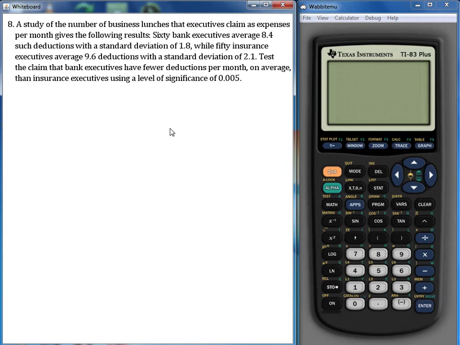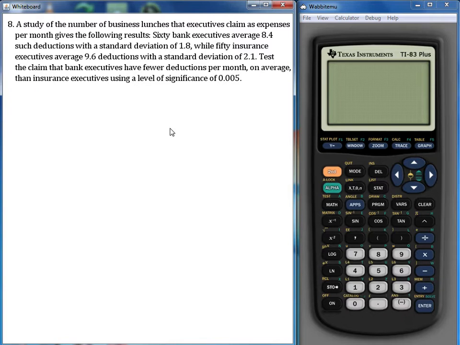A study of the number of business lunches that executives claim as expenses per month gives the following results. 60 bank executives average 8.4 such deductions with a standard deviation of 1.8, while 50 insurance executives average 9.6 deductions with a standard deviation of 2.1. Test the claim that bank executives have fewer deductions per month on average than insurance executives using a level of significance of 0.005.